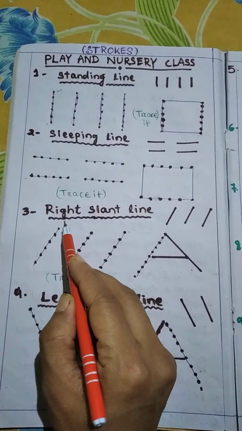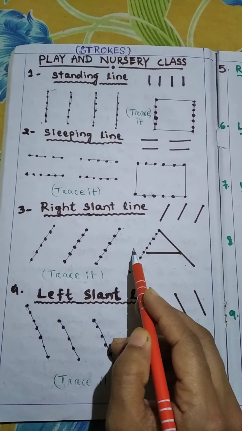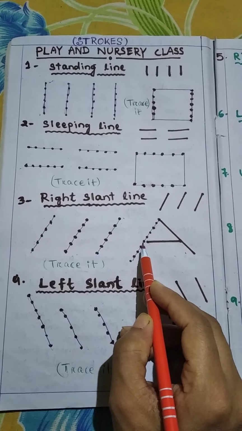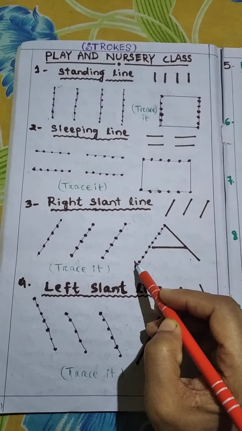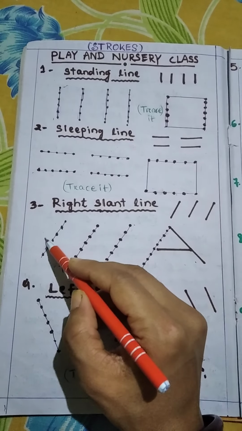Then third one is right slant line. These are slant lines, and when you start writing a letter, A is a very good example of right slant line. Okay, this one is the right slant line of letter A, and when you trace on it you can find it.